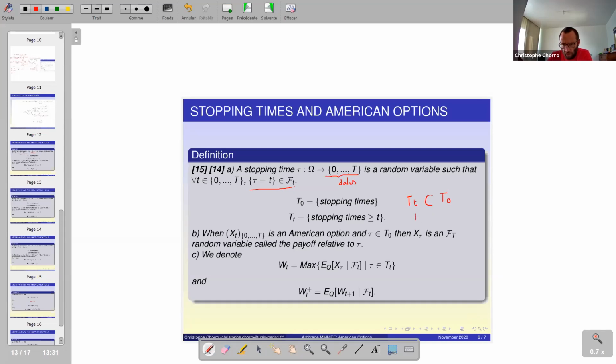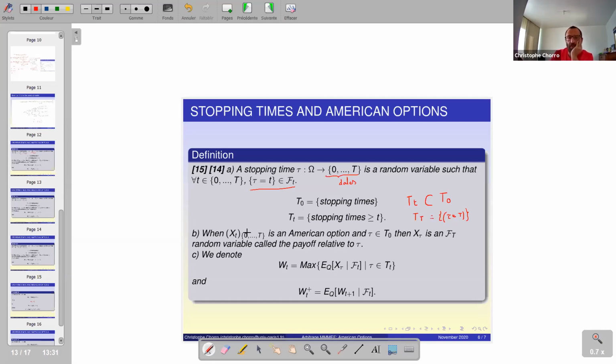What is more, I can say what is the set of the stopping times that are greater than capital T. Since my values are in capital T, in this set I have a single stopping time, the stopping time tau equal to capital T every time. A single element, that is tau equal to T. That's the constant stopping time equal to capital T.